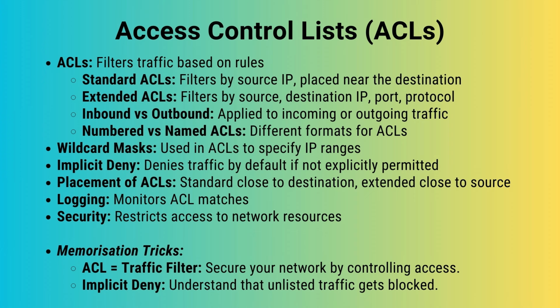Wildcard masks in ACLs specify IP address ranges, working as the inverse of a subnet mask. The implicit deny at the end of every ACL means all traffic not explicitly permitted is denied. ACLs can be applied inbound or outbound on interfaces. They're used not only for security, but also for traffic shaping and controlling routing updates. When placing ACLs, remember the phrase, extended close to the source, standard close to the destination.